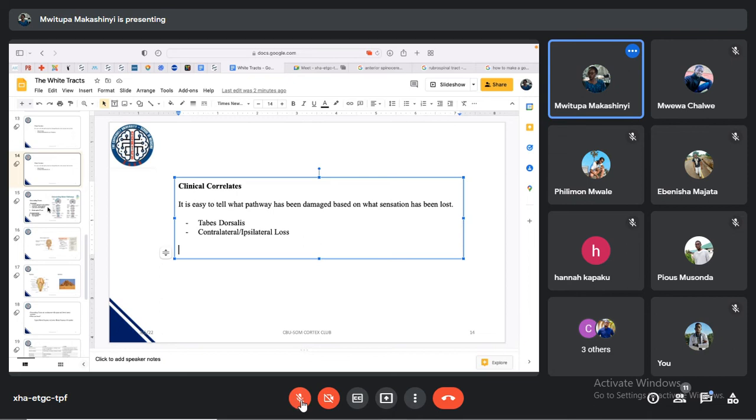All right. So those are the two clinical correlates I had for you, just under the ascending tracts. Are there any questions so far?